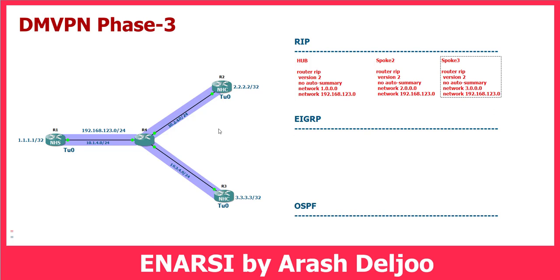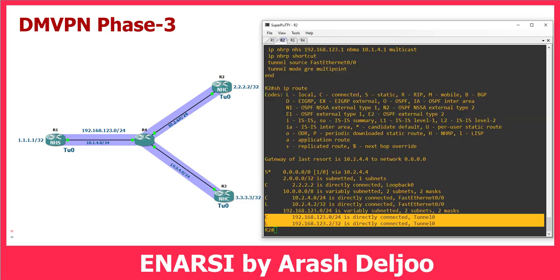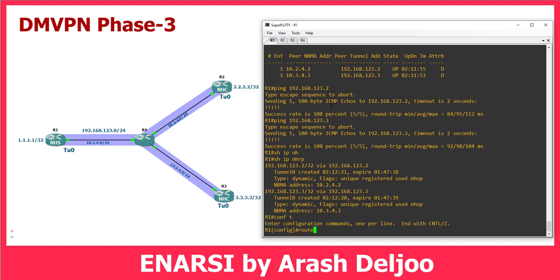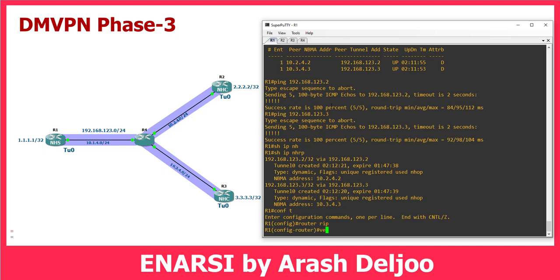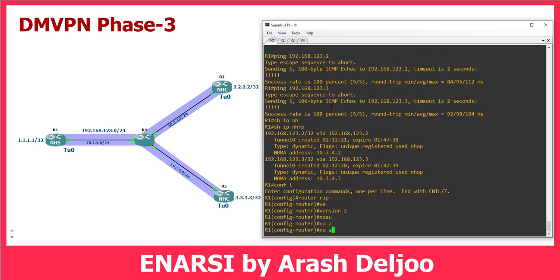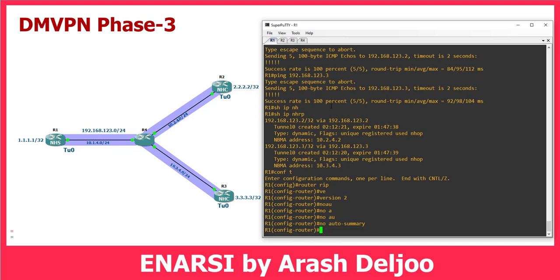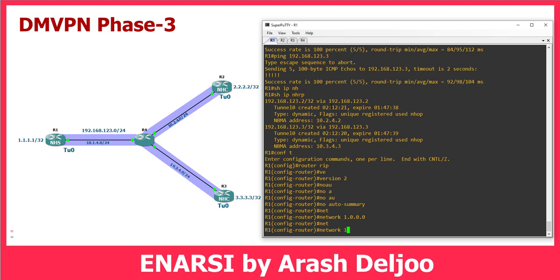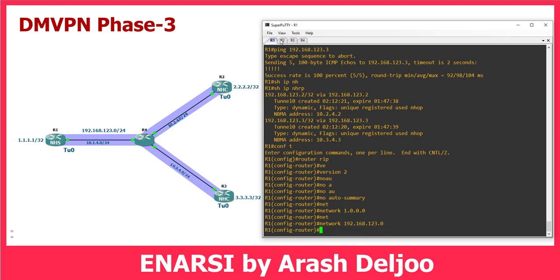Also, you know that in RIP we should disable the split horizon. I will show you. First, let me configure it in router 1. Conf router RIP. Okay, router RIP. Then we should configure version 2, no auto summary. After that, we should configure network, for example, 1.0.0.0, and then network 192.168.123.0. That's it. Let me go to router 2.